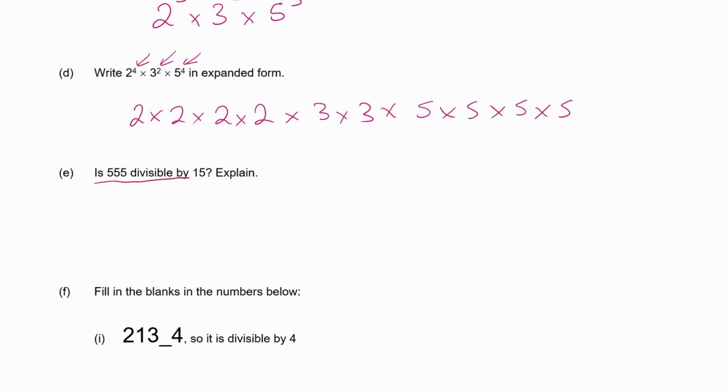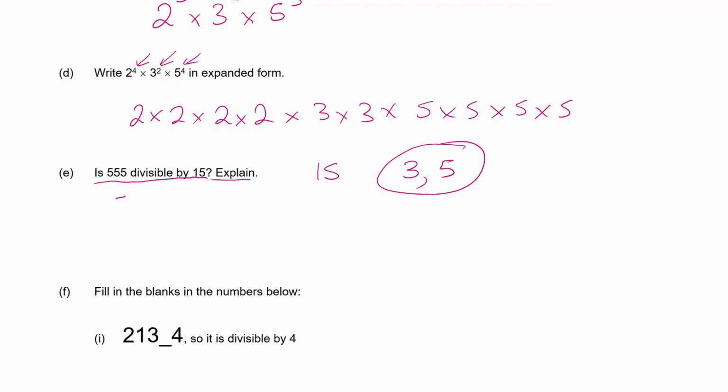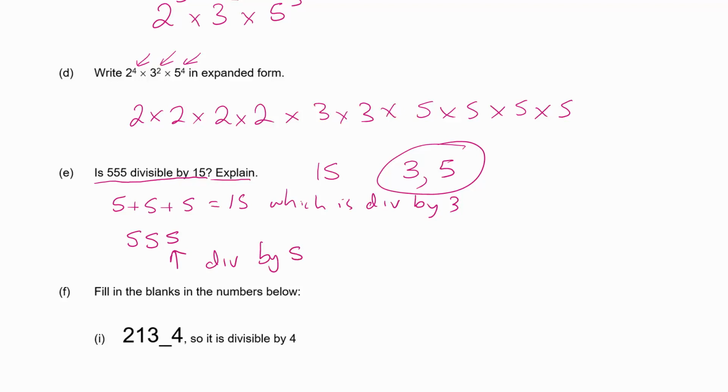Is 555 divisible by 15? Explain. Well, to be divisible by 15, it needs to be divisible by 3 and by 5. So you have to explain that that's the case. Now, if you do 5 add 5 add 5, that's equal to 15, which is divisible by 3. And 555 ends in a 5, so it is divisible by 5.